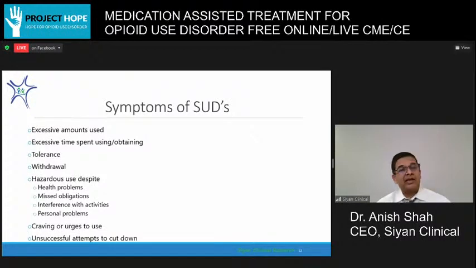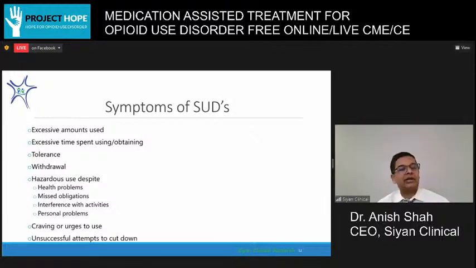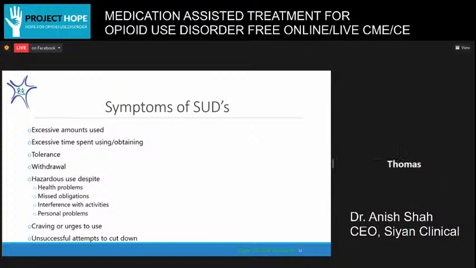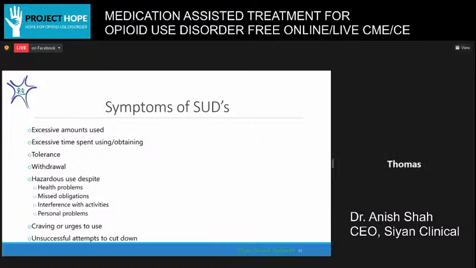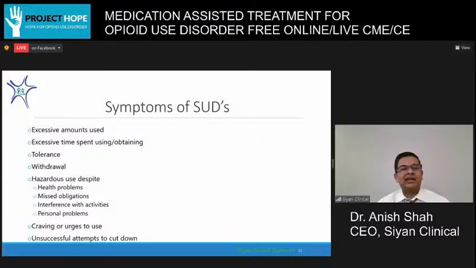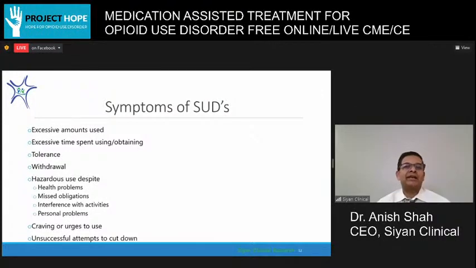They keep using it despite knowing that it is hazardous to their health, their major obligations at work or in relationships, or if it interferes with their daily social activities or causes other personal problems. They, however, continue to use it. There's also a significant craving or urge to use illicit substances, and they have unsuccessful attempts to cut down. So when somebody is showing this set of signs and symptoms, then we should suspect illicit substance use disorder.